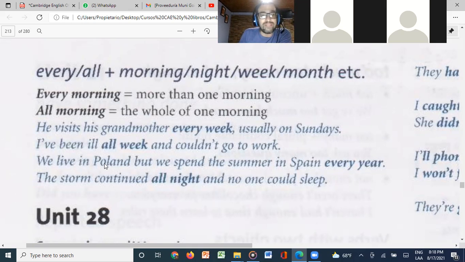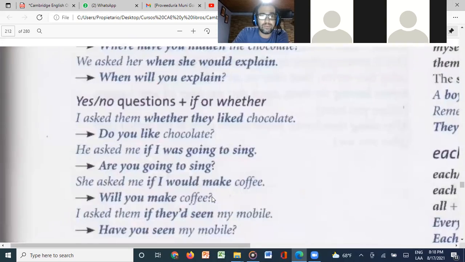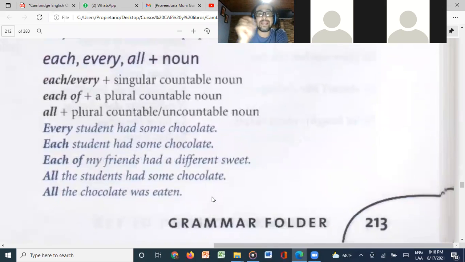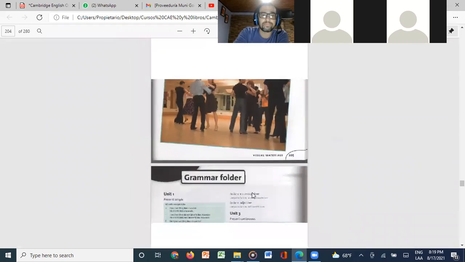Now, the other example, we live in Poland, but we spend the summer in Spain every year. That means that every single year they spend the summer in Spain. Or the storm continued all night and no one could sleep. That means that the storm was all that night, only that night, the whole night. So I'm going to send you these two pictures, so that you can maybe write some examples for me, okay, for homework, because it's going to be very, very important for you to be able to do this part. Okay, I just want for us to practice.